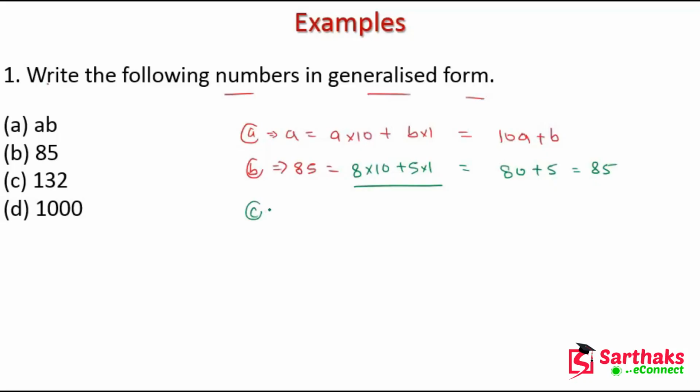Okay, now the next part, which is 132. We can write it as 1 into 100 plus 3 into 10 plus 2 into 1. Got it? Understand, my dear friends? I hope you understand these things. Now part D: we have to write the general form of 1000. So here we can write 1000 into 1. This is the general form.